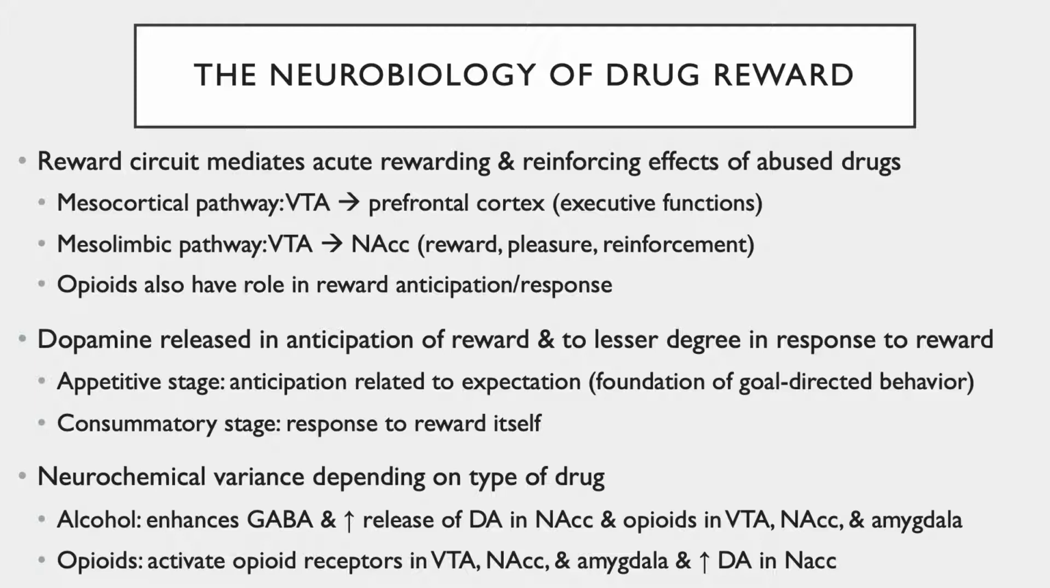There is neurochemical variance depending on the drug that is used. Alcohol, which enhances GABA, also leads to increased release of dopamine in the nucleus accumbens, as well as opioids in the ventral tegmental area, nucleus accumbens, and amygdala. Opioids activate opioid receptors in the ventral tegmental area, nucleus accumbens, and amygdala, and also increase dopamine activity in the nucleus accumbens as well.